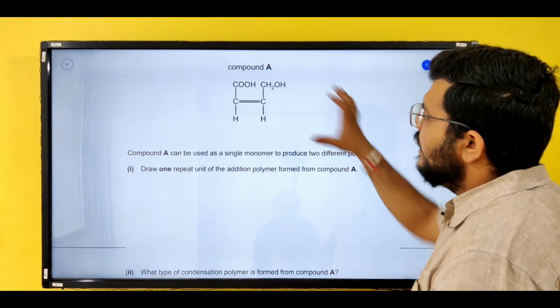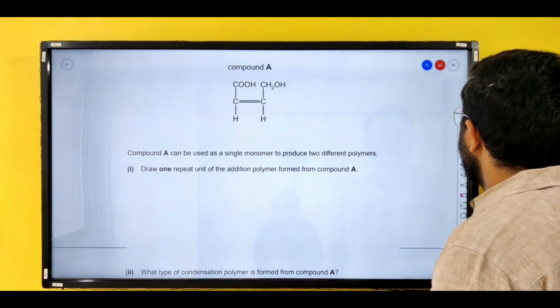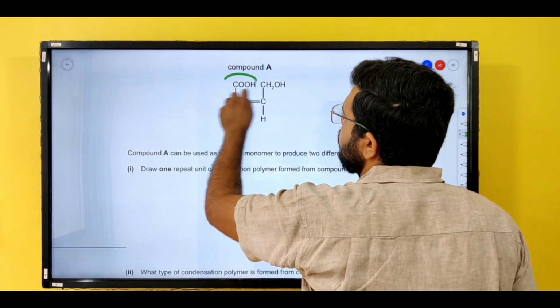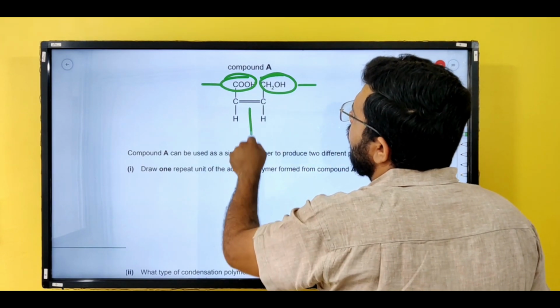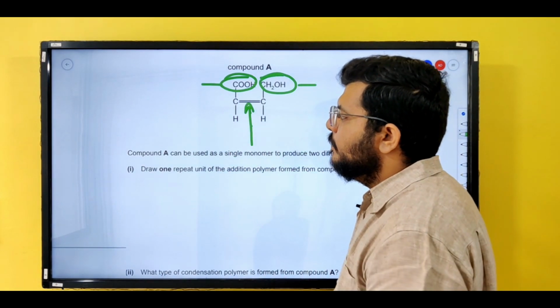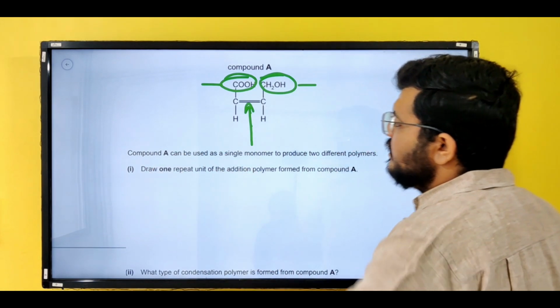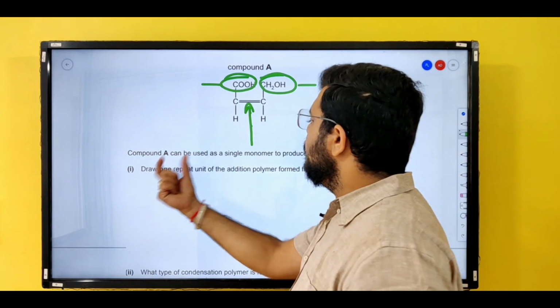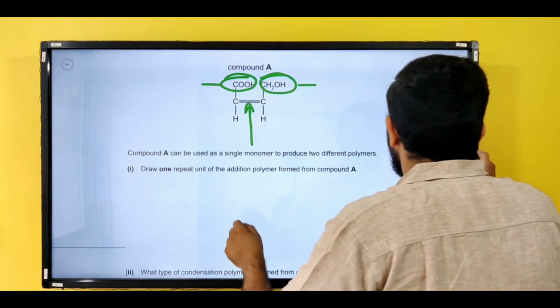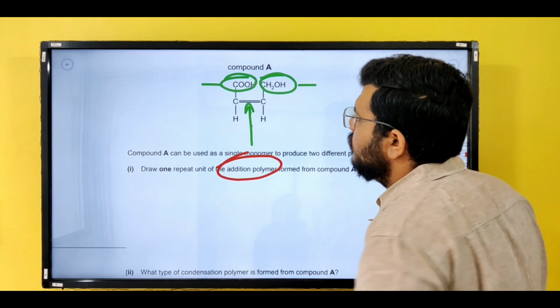Compound A has these bonds and these functional groups: COOH, this is acid, alcohol and alkene, right? Compound A can be used as a single monomer to produce two different polymers. Draw one repeat unit of addition polymer formed from the compound.